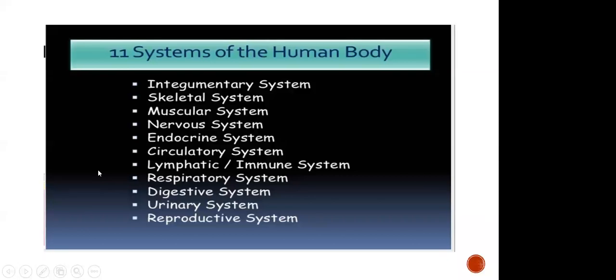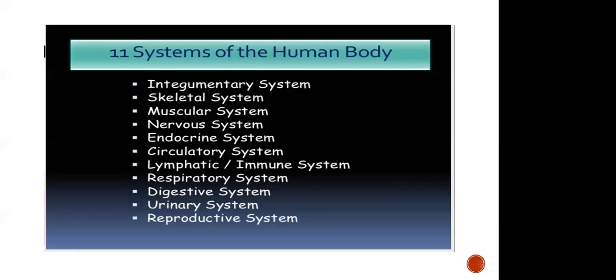First one, integumentary system, skeletal system, muscular system, nervous system, endocrine system, circulatory system, lymphatic system or immune system, respiratory system, digestive system, urinary system, and the last one, reproductive system.